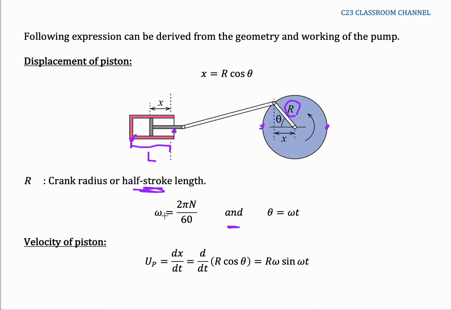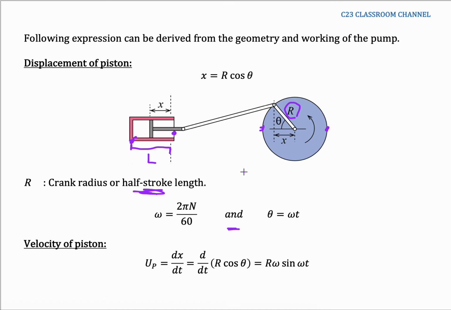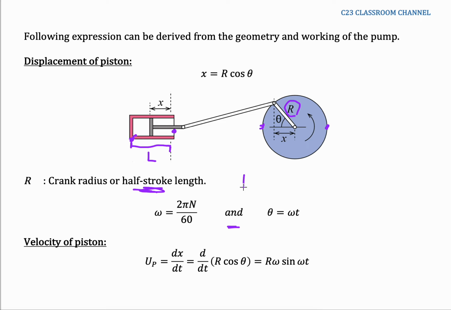Omega is equal to 2 pi N over 60. Normally, in pumps and turbines, we will use an equation like this: we have U equal to R omega.